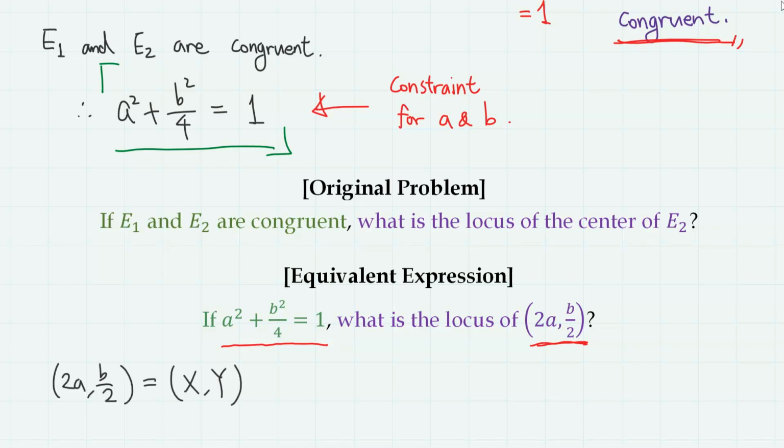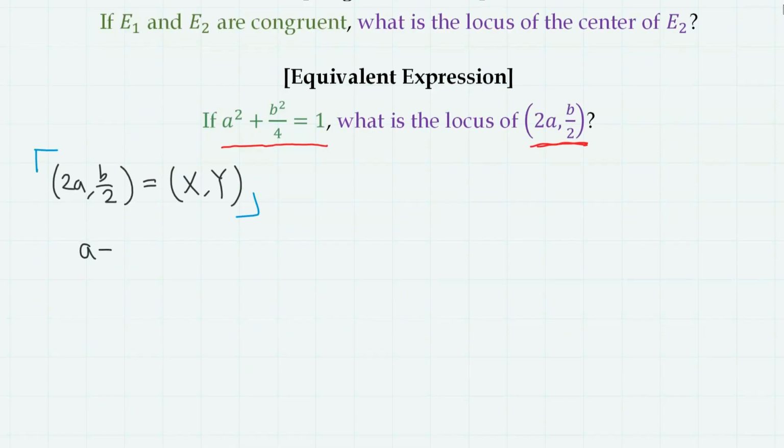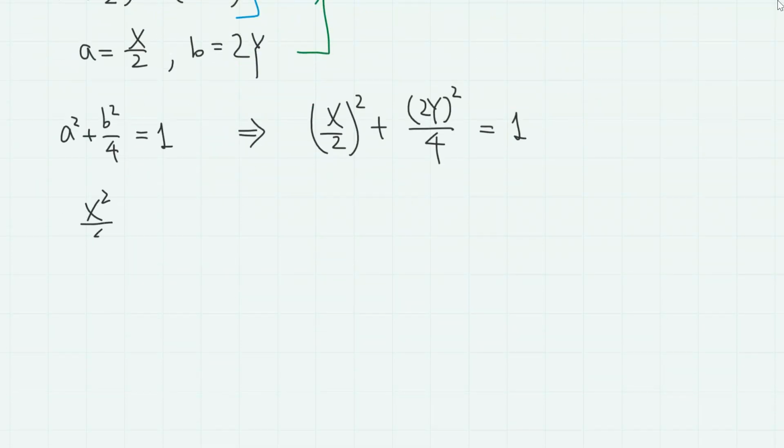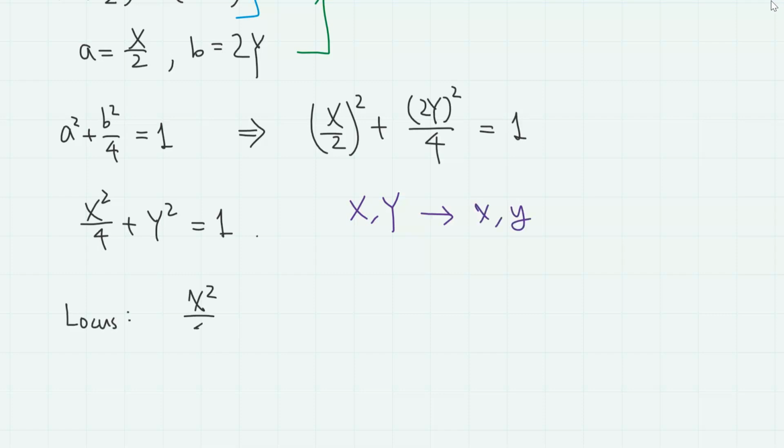So let's find this locus. From here, we have a equals X over 2 and b equals 2Y. If we substitute this into our constraint, a squared plus b squared over 4 equals 1, we have (X over 2) squared plus (2Y) squared over 4 equals 1. If we simplify, we have X squared over 4 plus Y squared equals 1. Here, capital X and Y are notations that we have introduced, so let us change those into the more generally used small x and small y. Then the equation of the locus is x squared over 4 plus y squared equals 1.